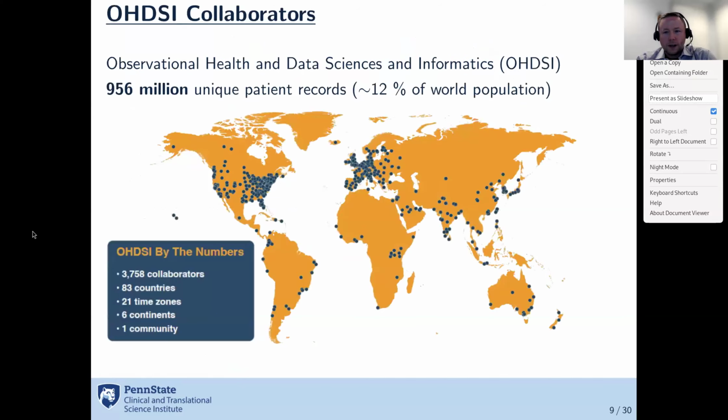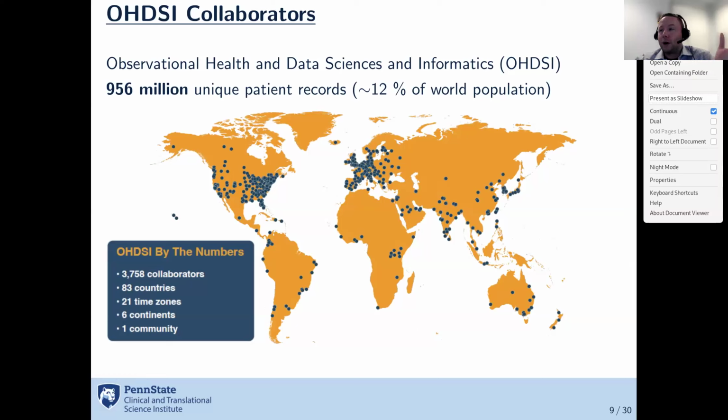So at a high level, how global is Odyssey? And I apologize, the numbers on this slide are about a year old at this point, so these numbers have all increased. You can see the claim is 12% of the world population is captured in the combination of OMOP databases that exist at these different sites. So it's quite extensive.